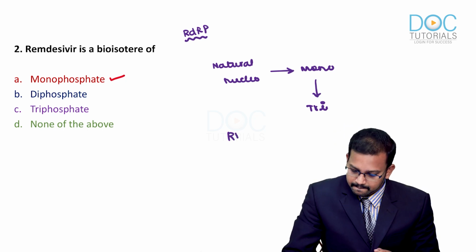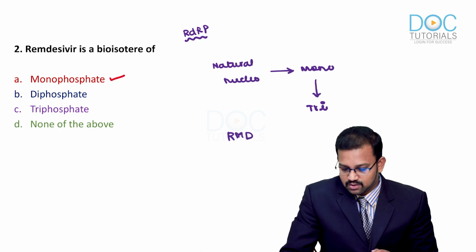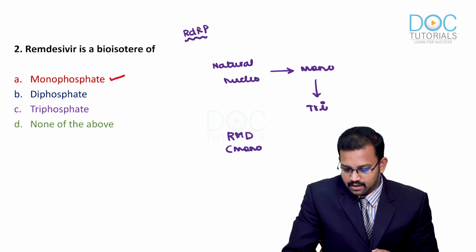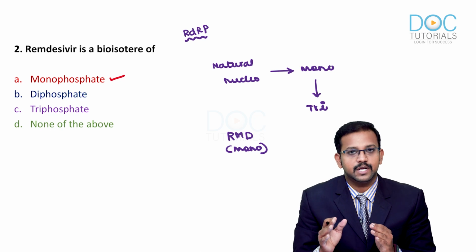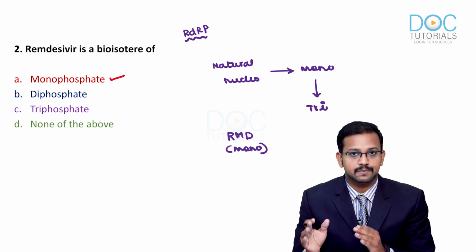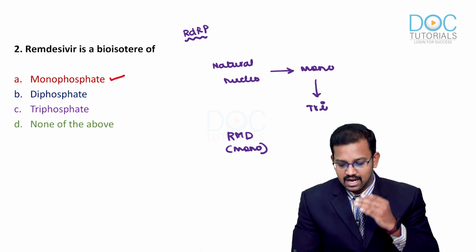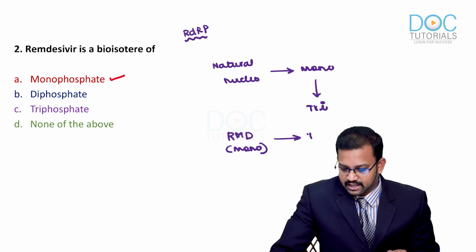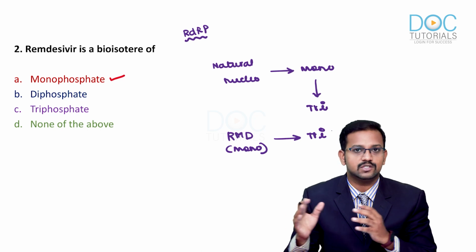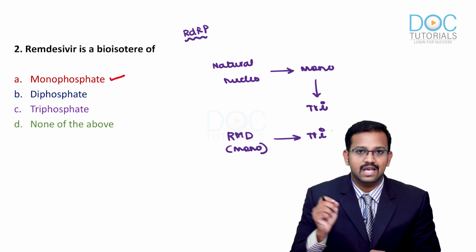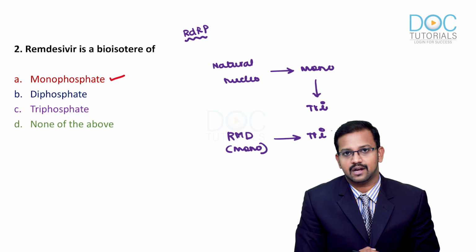Remdesivir itself is a bioisostere of a monophosphate. So the first step is going to be bypassed, right? The first step of conversion of a natural nucleoside to a monophosphate is bypassed, and remdesivir is directly converted to a triphosphate, and it is going to get incorporated, leading to inhibition of RNA-dependent RNA polymerase.